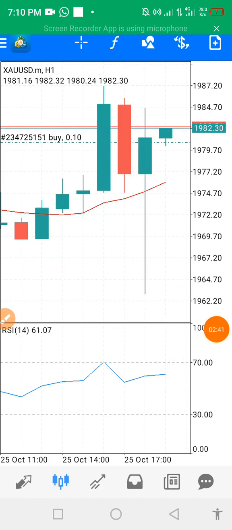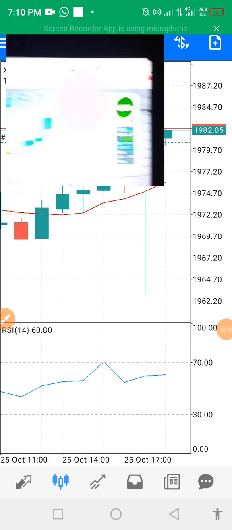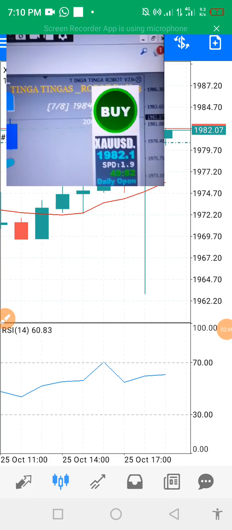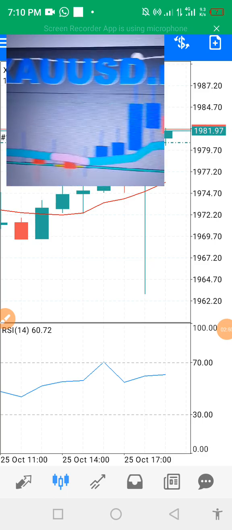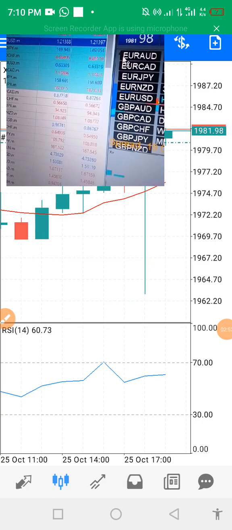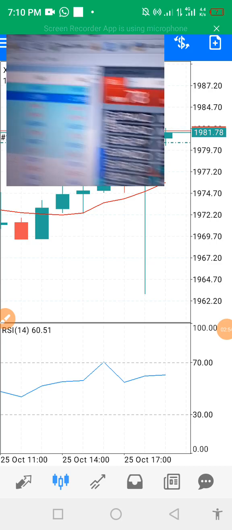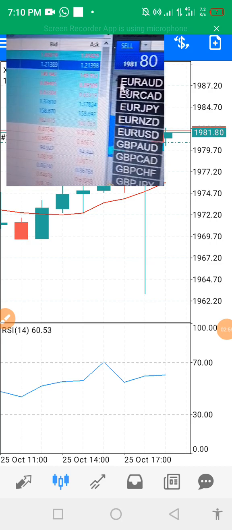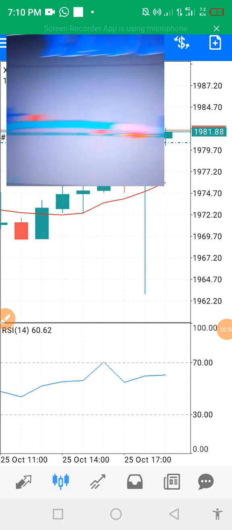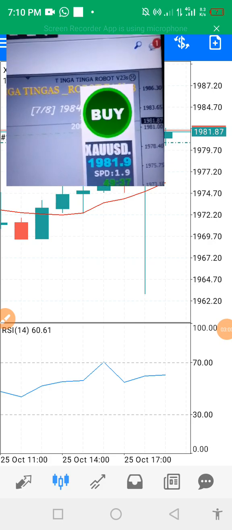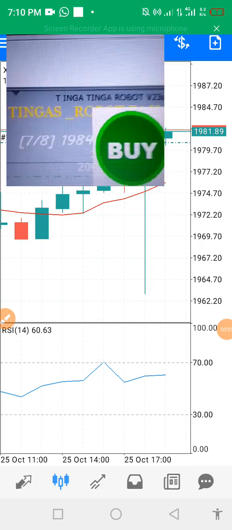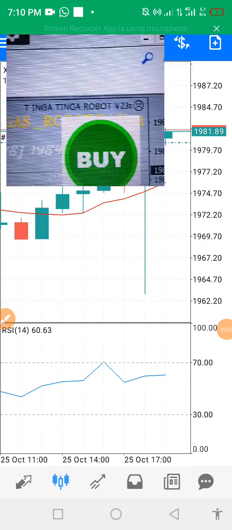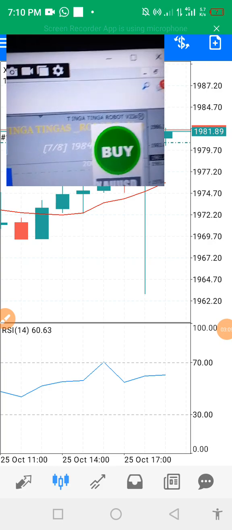So let me show you. This is Tinga Robot. Okay, and this is the Tinga code we are using here. So you are welcome, my friend. Okay, this is the Tinga Robot, as you can see, to understand.